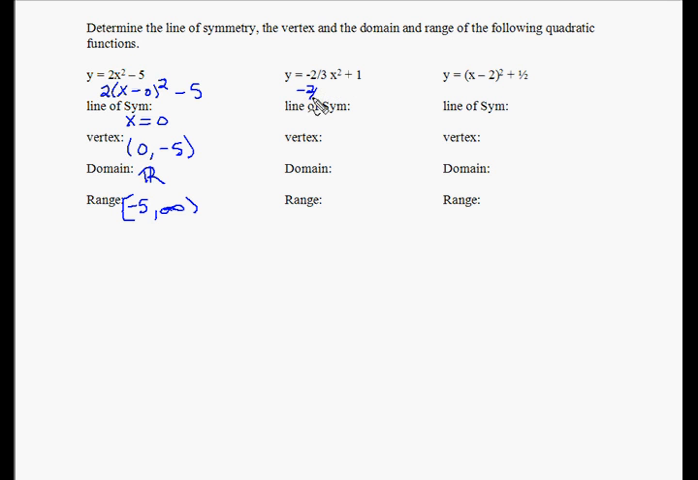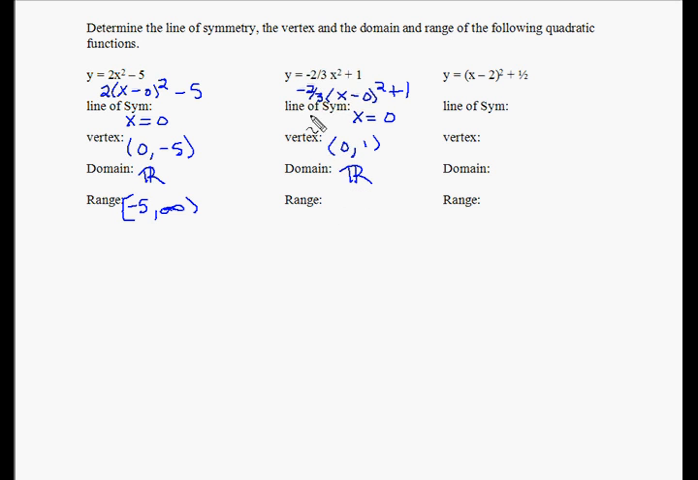Again, we can write that as negative 2/3 times (x minus 0) squared plus 1. So our line of symmetry again is x equals 0. Our vertex is the point 0, positive 1. And our domain will be all real numbers.